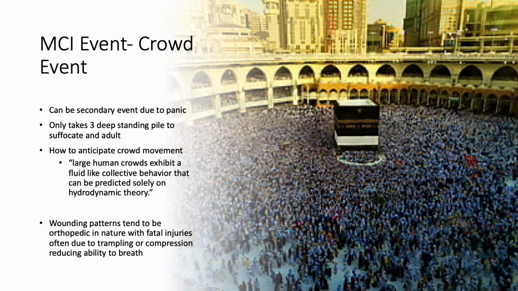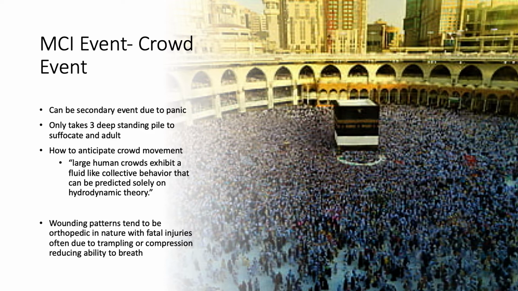Let's look at crowd events now. And these can be primary or secondary. A secondary would be a concert event or a sporting event, and there's a shooting or explosion or any sort of chaos and people rush to an exit. It only takes three deep worth of people pushing against you to make it so that you can't breathe when you're pushed against an object.